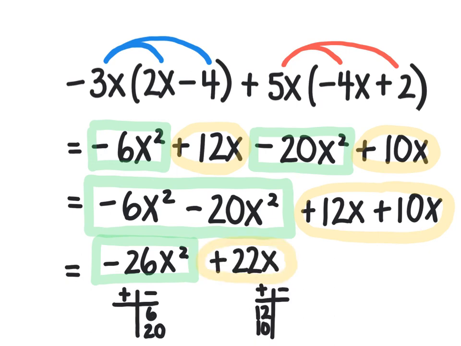And there we have it. We now know how to use the distributive property to handle terms with variables out front of the brackets in addition to those with just constants out front.